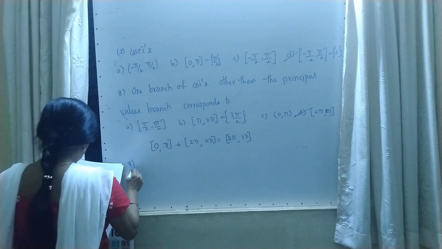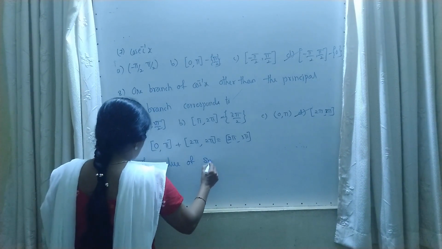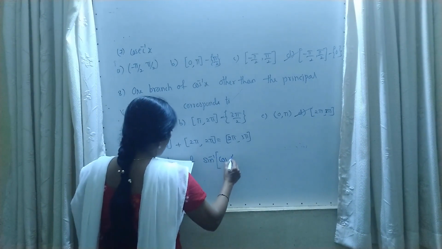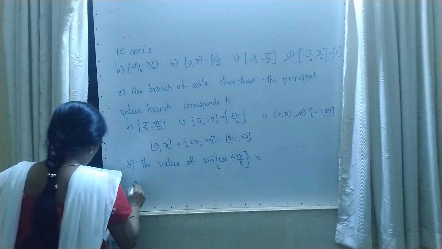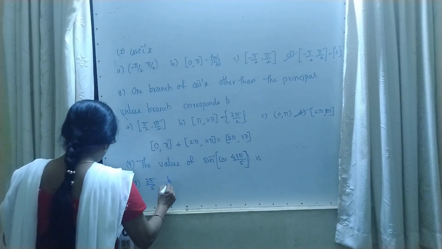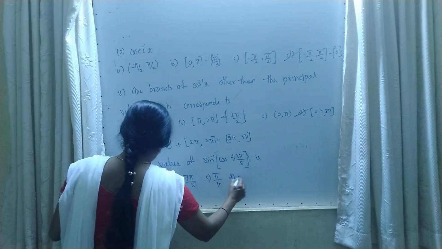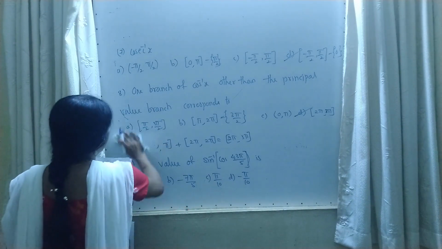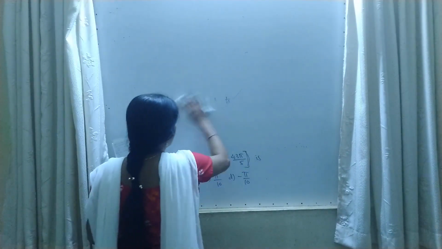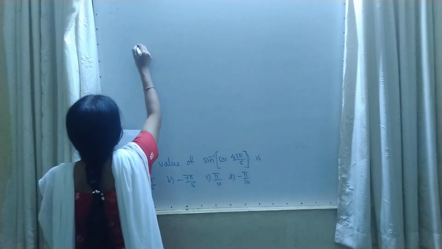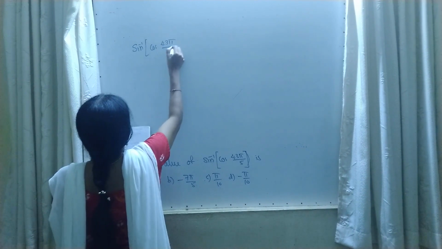Next question, ninth one. The value of sine inverse cos 43 pi by 5 is, options: 3 pi by 5, minus 7 pi by 5, pi by 10, and minus pi by 10. So this is sine inverse cos 43 pi by 5.